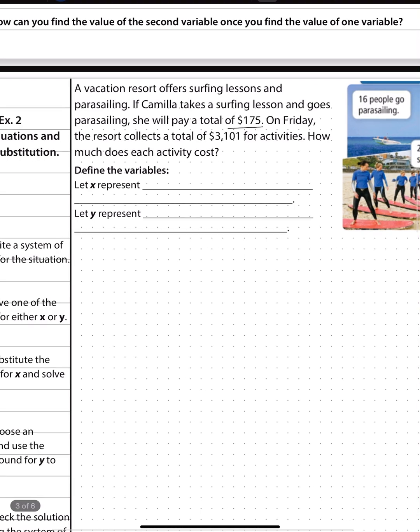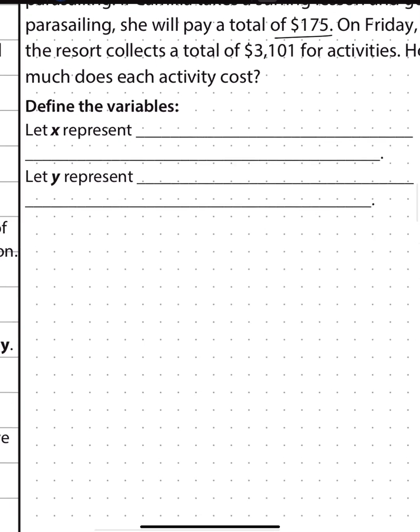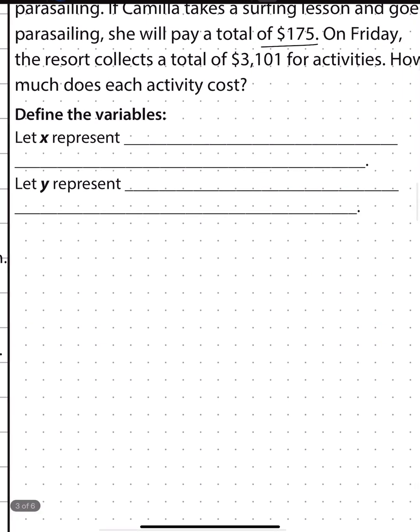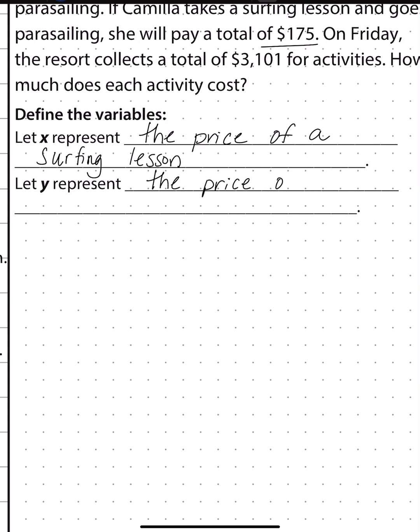The first thing we're going to do is identify or define each variable. We're going to let X represent the price of a surfing lesson, and we're going to let Y represent the price of parasailing.